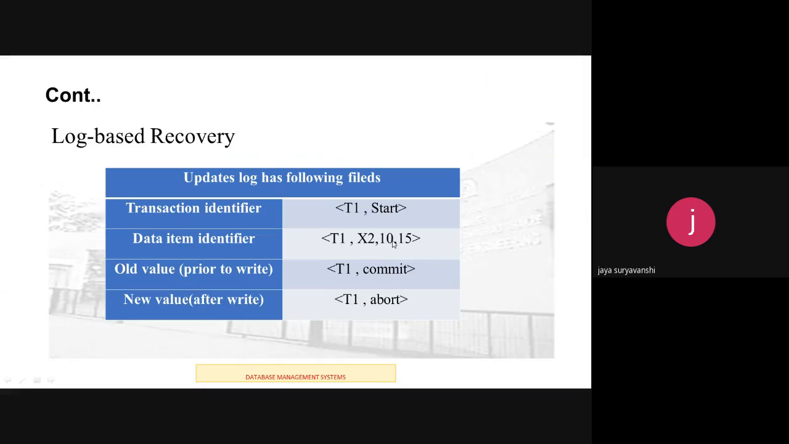Suppose your previous value is 10 and you want to modify this value up to 15. So there are the commit operation and the abort operation. Suppose the commit operation is performed, then the value of X will be changed from 10 to 15. And suppose the abort operation is performed, it will be reset to the previous value, that is 10. So log based recovery will work this way.